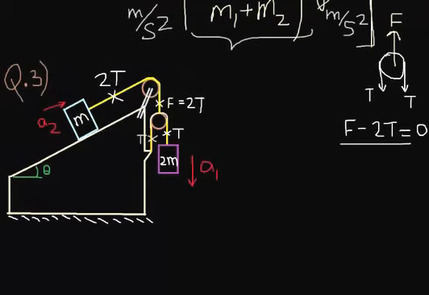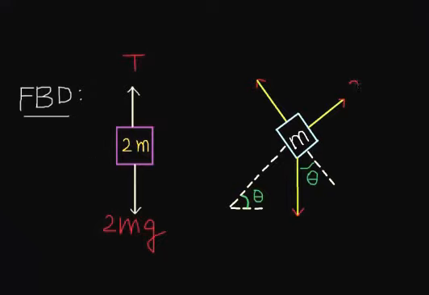Now for this block on the wedge, there are three forces. The first one is due to the tension in the wire. The second one is the normal contact force due to the surface of the wedge, and the third one will be a gravitational pull of the earth. So this force parallel to the surface of the wedge is 2T, and this force normal to the surface of the wedge is the normal contact force N. The third force is the gravitational pull due to the earth, which is mg.